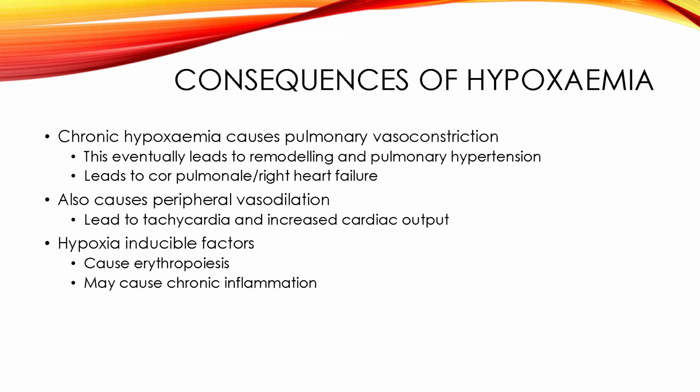So it causes pulmonary vasoconstriction. So the pulmonary arteries are narrowing down. This eventually leads to remodeling of the arteries and pulmonary hypertension. And this causes right heart failure. It also causes peripheral vasodilation. So the blood vessels in the peripheries of the tissues are getting bigger in order to allow more blood flow and more oxygen to permeate the tissues.